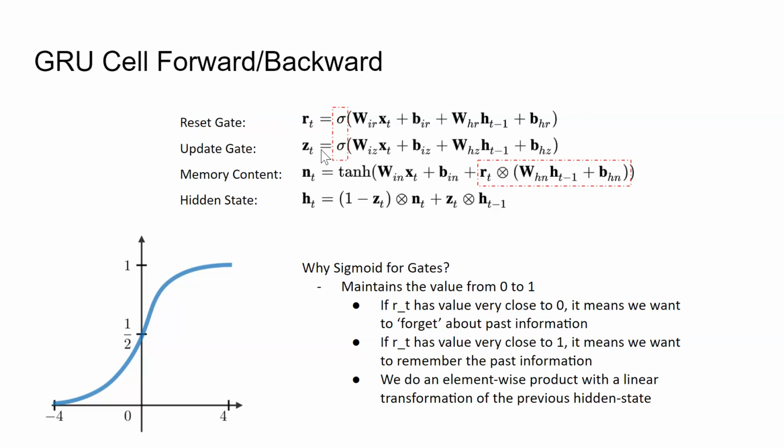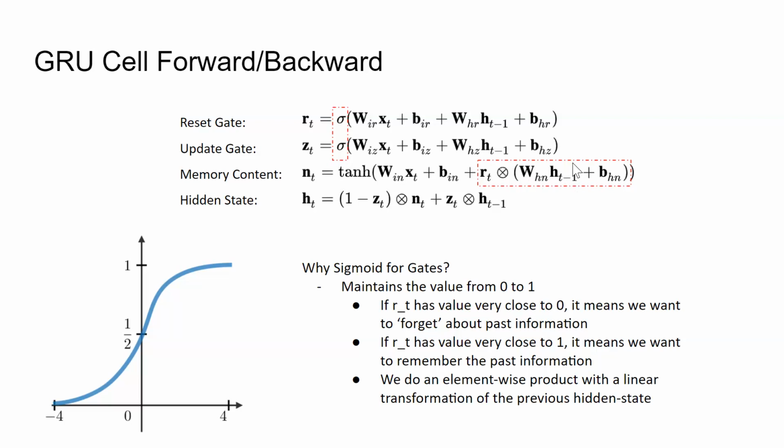For example, for the R, which is the reset gate, if it has a value that's very close to 0, it means that we will want to forget about the past information. However, if R_t has a value that's very close to 1, it means that we want to remember the past information. So why is this so?